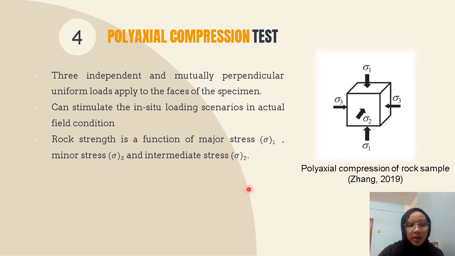Next is the polyaxial compression test. Polyaxial compression test involves three independent and mutually perpendicular stresses applied to the specimen surface. The stresses used for the test are the major stress, known as sigma 1, minor stress, sigma 3, and also intermediate stress, sigma 2.